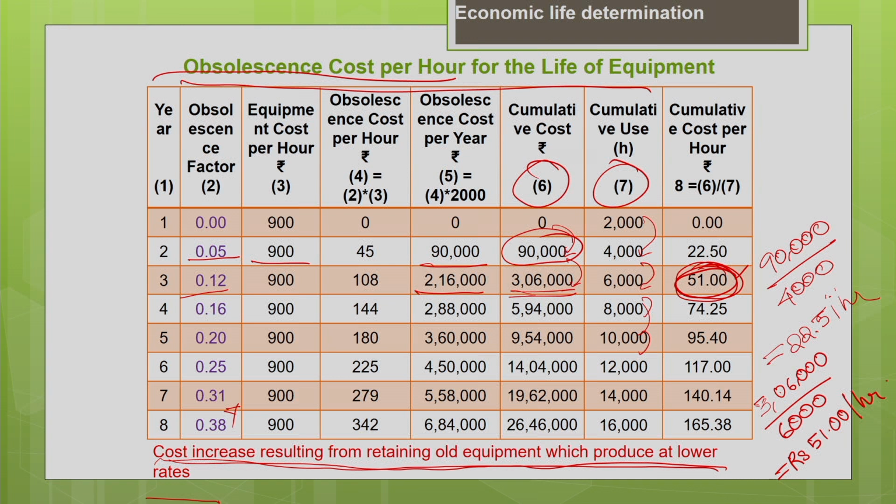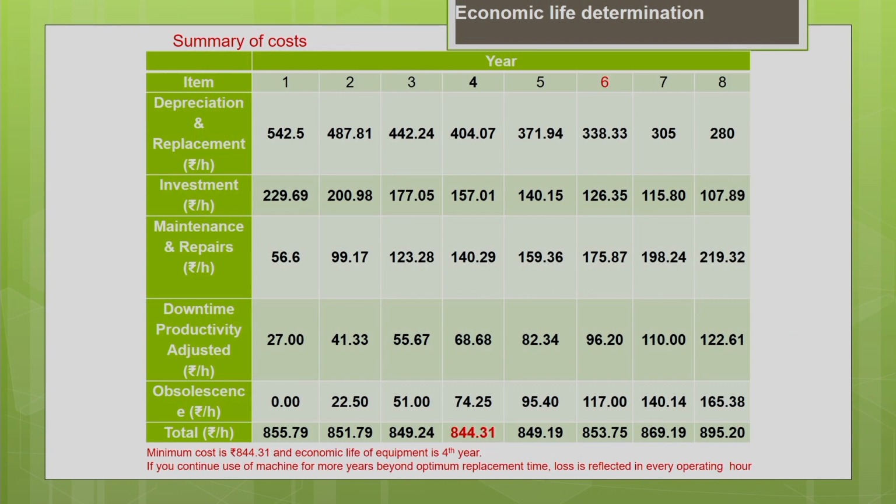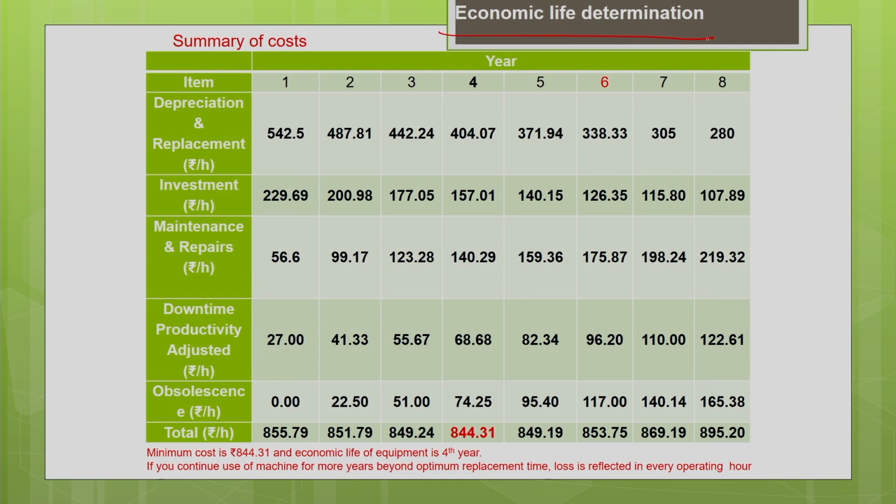In the same way, you calculate the cumulative cost per hour for the entire life of the machine. You can see that the obsolescence cost is increasing with time. Similarly, the downtime cost in the earlier table is also increasing with the age of the machine. Now let us summarize all the costs we have calculated so far, so that we can estimate the optimum replacement time of the machine, or the economic life of the machine.